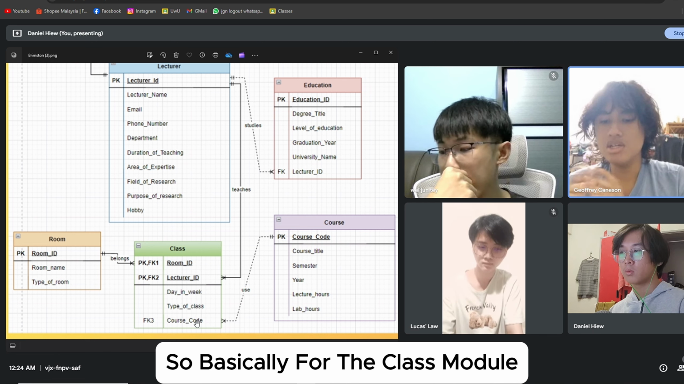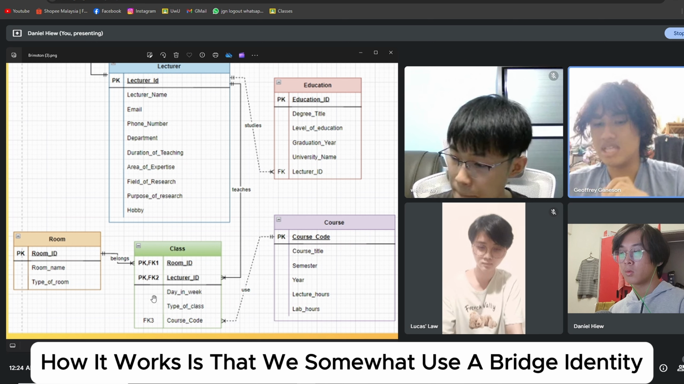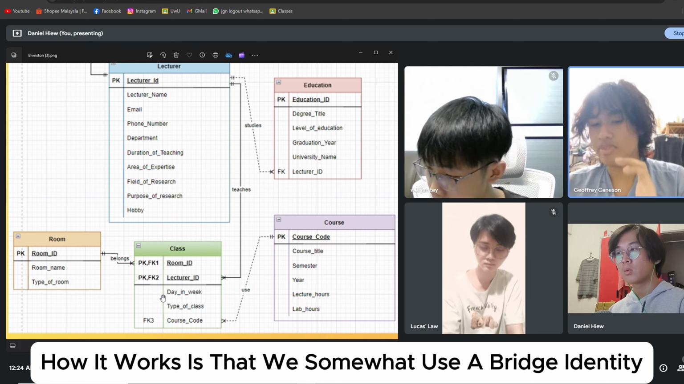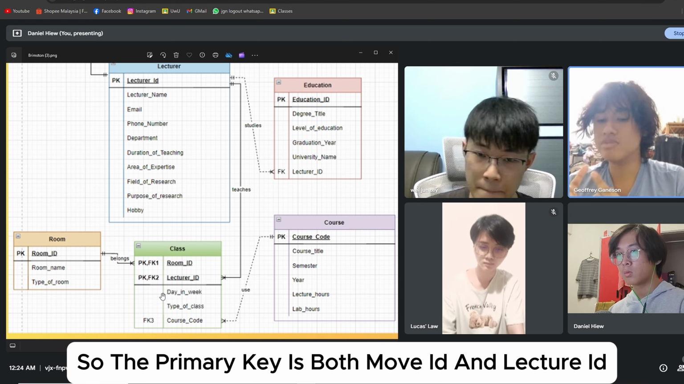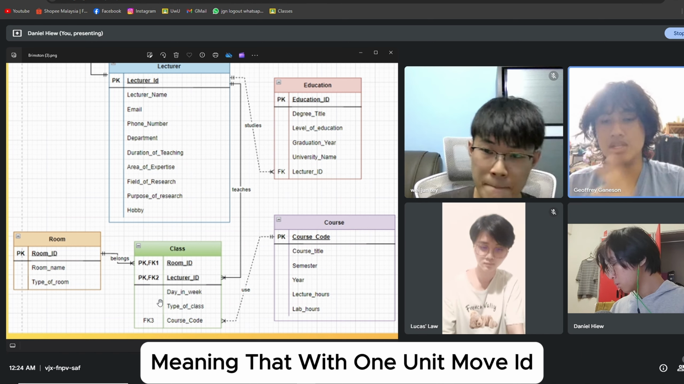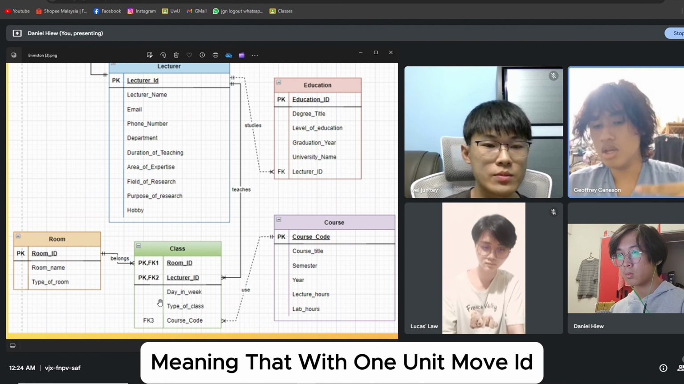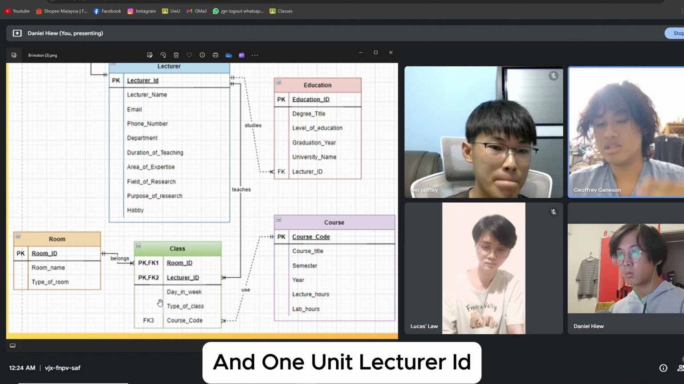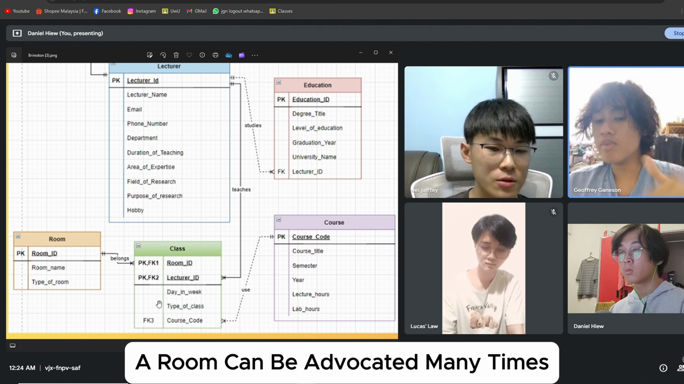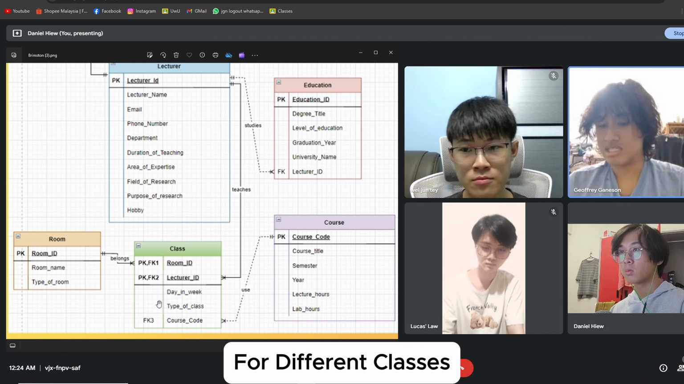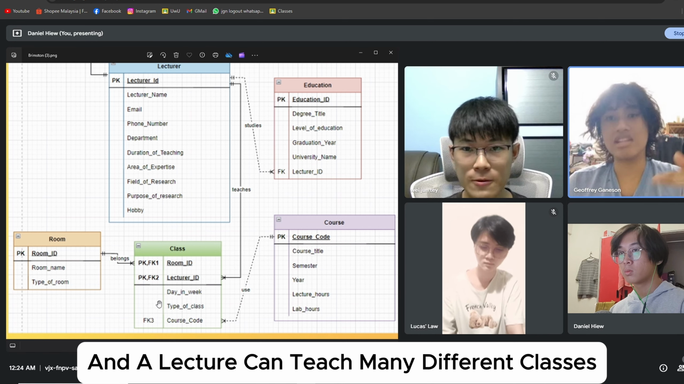So basically, for the class module, how it works is that we somewhat use a bridge identity for the class table. So the primary key is both room ID and lecture ID, meaning that we use one unique room ID and one unique lecture ID. And the combination of both is our primary key. Because a room can be used many times for different classes, and a lecturer can teach many different classes.